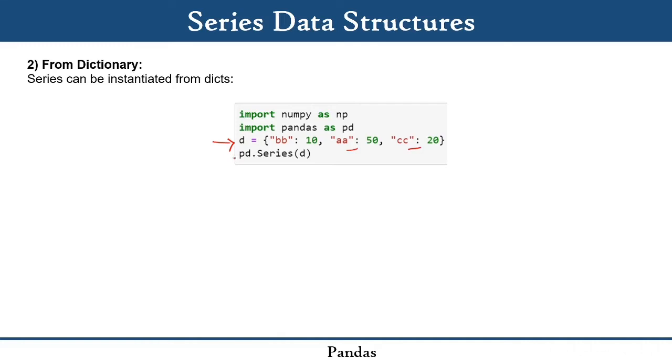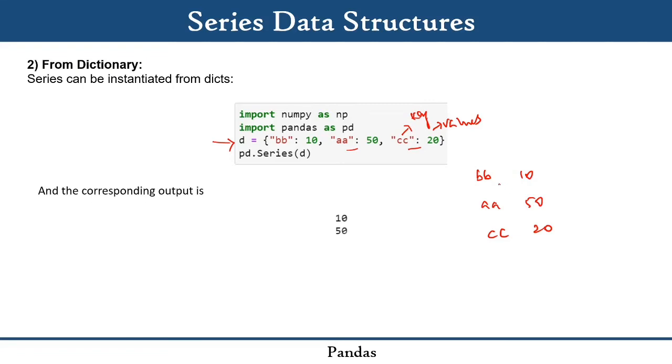Here the series data can be created directly from the dictionary. Once the interpreter executes this statement, it will generate the series data with label BB with value 10, for AA 50, and for label CC the corresponding data is 20. From a dictionary, as you know, it's a pair of both key and value. So while creating series data, the keys will be the labels and the values will be the data in the series data structure. Once you execute, you can get the series data like this. We can also cross check the same with Jupyter.